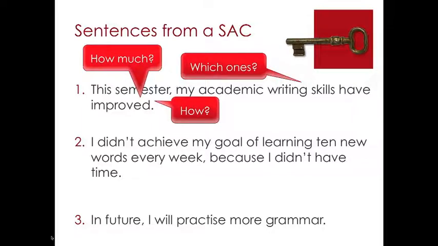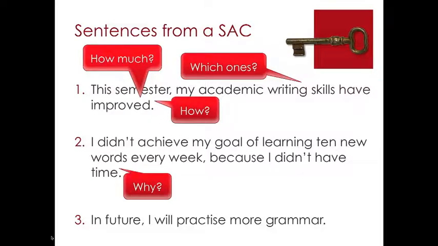Let's move on to sentence 2, which is also quite generic. Even though a reason is given for not achieving a learning goal, this reason is not very thoughtful. Remember from a previous slide that reflection includes thinking and doing. In order to do or to take action, the writer needs to think more deeply about why he didn't have time to achieve his goal.